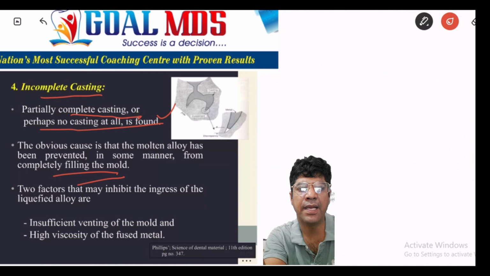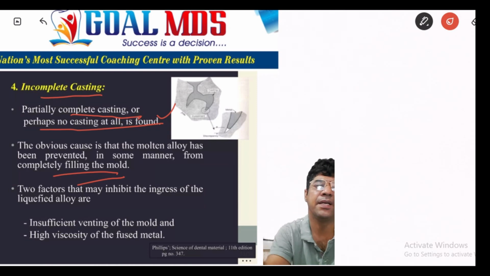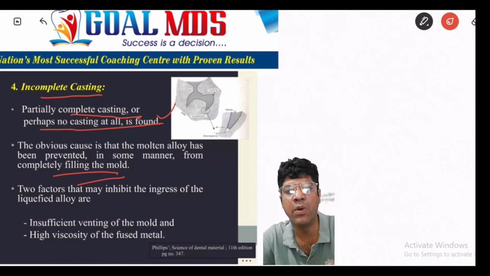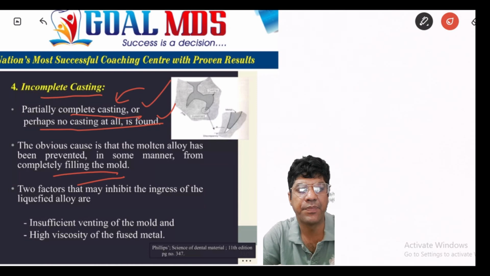So when the mold lacks proper venting, the gases that are present within the mold or released during the casting procedure may get trapped in the casting material. So these trapped gases will prevent the molten metal from properly filling all the parts of the mold, that would lead to incomplete casting.